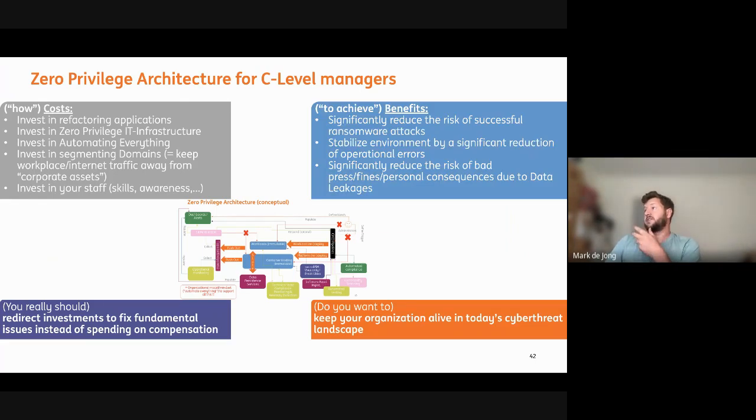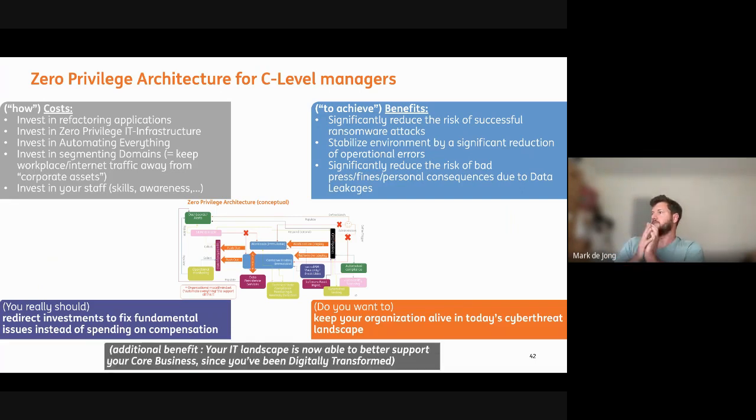The actual benefits that you might reap from it are that you significantly reduce the risk of unsuccessful or successful ransomware attacks. You stabilize the environment by a significant reduction of operational errors, because there's no change, and significantly reduce the risk of bad press, fines, and personal consequences due to data leaks. Additional benefit, you're better able to support your core business as well, because more time can be put into that estate.